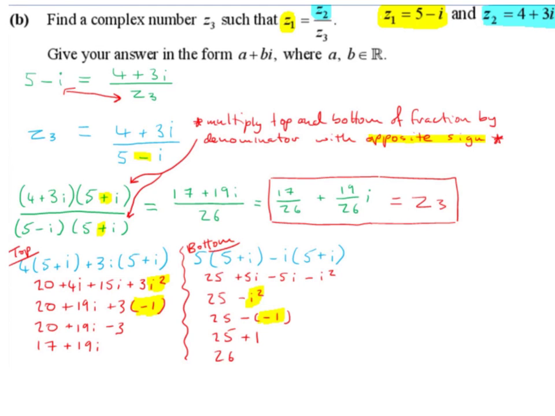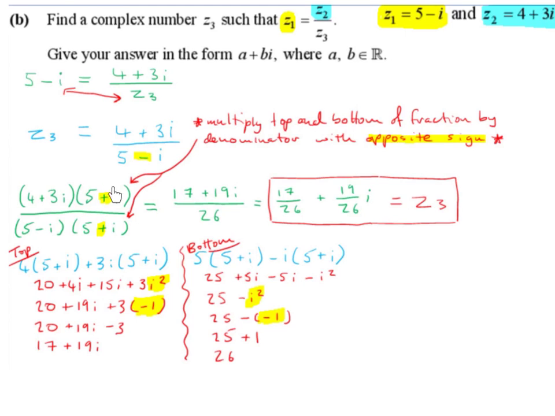So we have 4 plus 3I over 5 minus I, and the conjugate of the denominator, so the conjugate of 5 minus I is going to be 5 plus I. So we multiply the numerator, which is 4 plus 3I, by 5 plus I, and we multiply the denominator, which is 5 minus I, by 5 plus I. So we've multiplied top and bottom by the conjugate of the denominator. So what we did was we changed the sign, so this minus became a plus. So once we have this set up, it's just a case of multiplying out the numerator, multiplying out the denominator, putting it back together and simplifying.